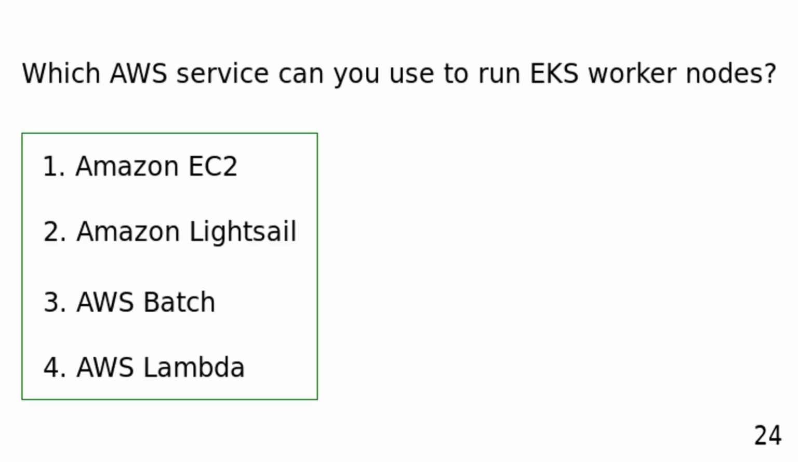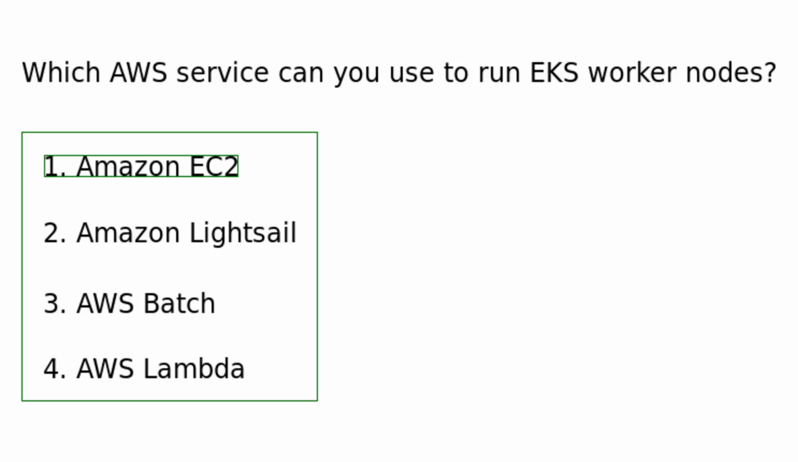Which AWS service can you use to run EKS worker nodes? Amazon EC2. Amazon Lightsail. AWS Batch. AWS Lambda. Amazon EC2 instances are commonly used as worker nodes in an EKS cluster, providing compute resources for your containers.